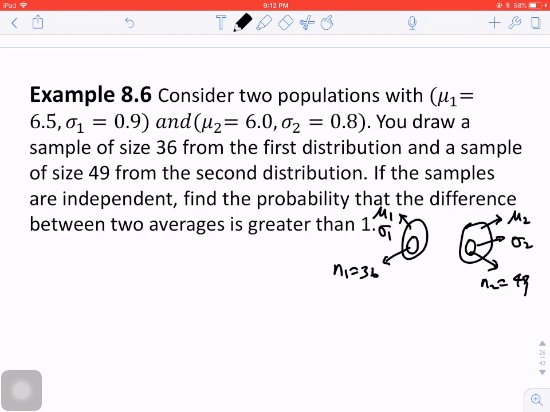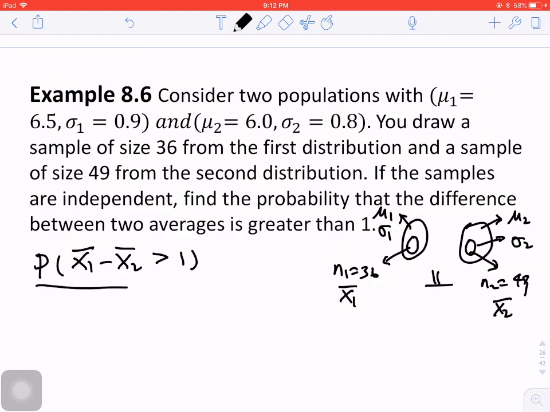Now, we assume that the samples are independent and find the probability that the difference between the two averages is greater than 1. I'm going to say the sample mean for the first group is x1 bar and the sample mean for the second group is x2 bar. So the question is to find the probability that x1 bar minus x2 bar is larger than 1. In order to solve this, we have to know the distribution of x1 bar minus x2 bar.